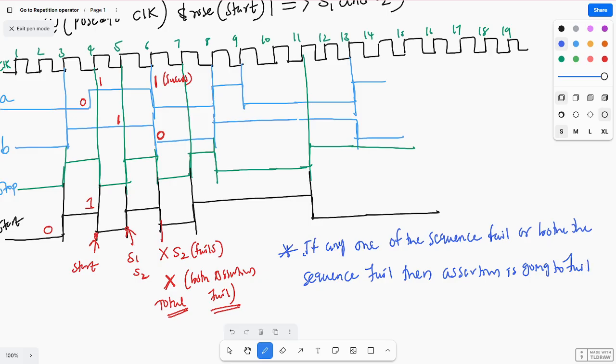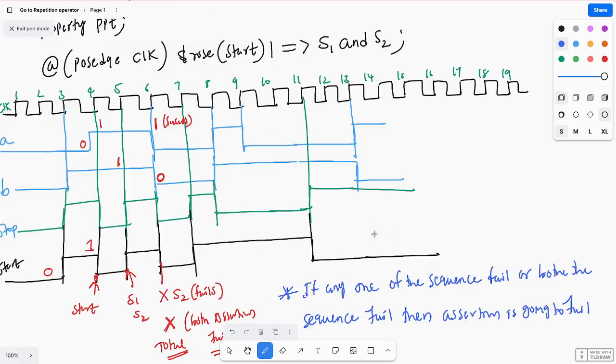Did you understand? Any doubts or queries in this AND construct?